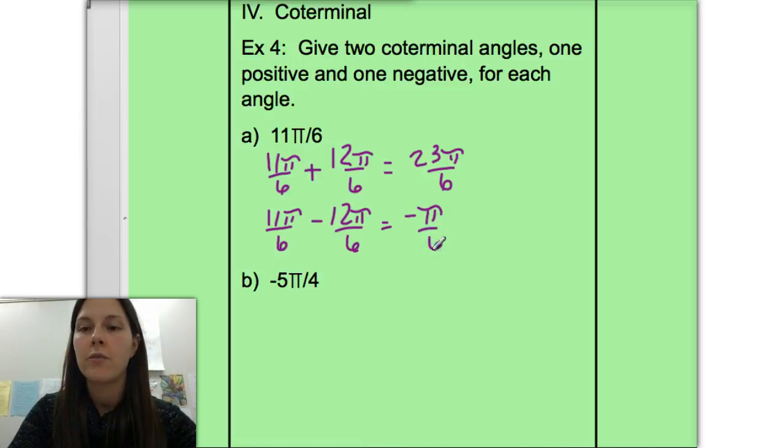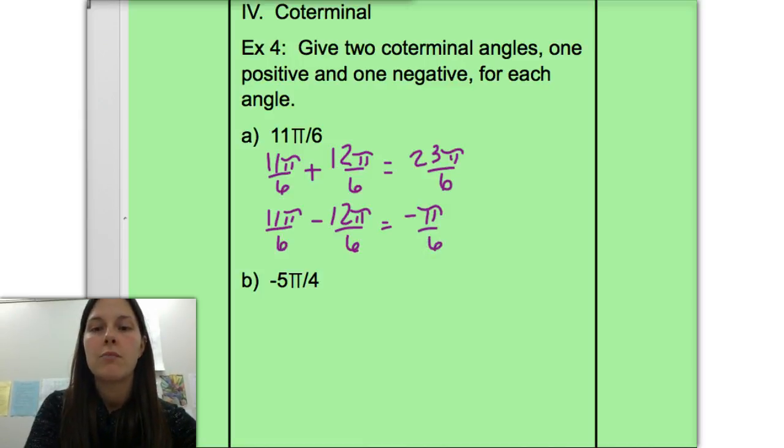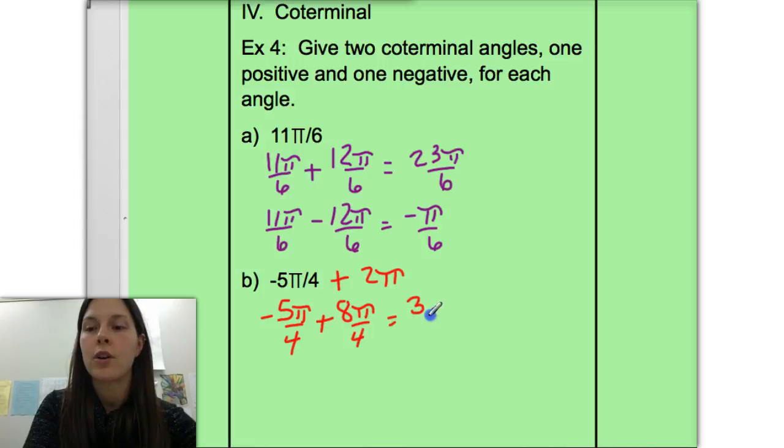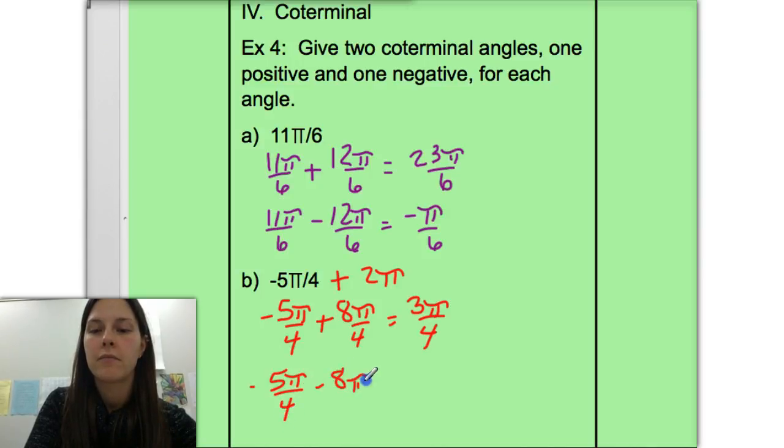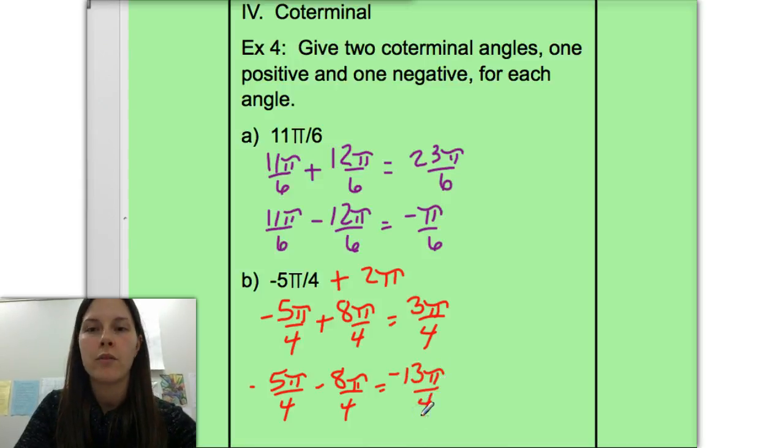And one more, negative 5 pi over 4 plus 2 pi. Converting that to a fraction, we have 8 pi over 4, which gives us a positive coterminal angle of 3 pi over 4. And subtracting 8 pi over 4, we get a negative coterminal angle of negative 13 pi over 4.